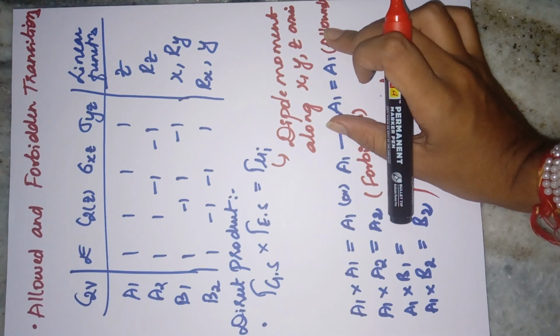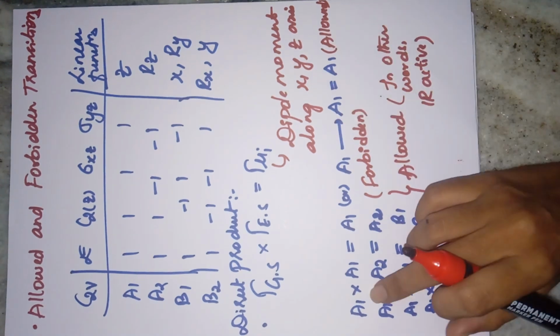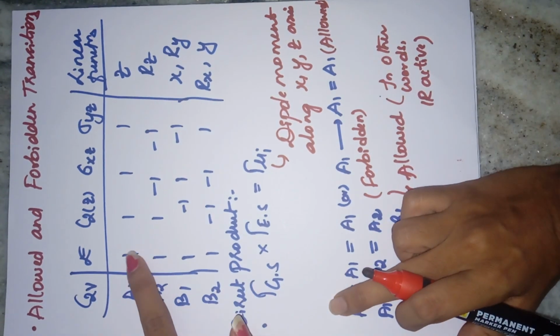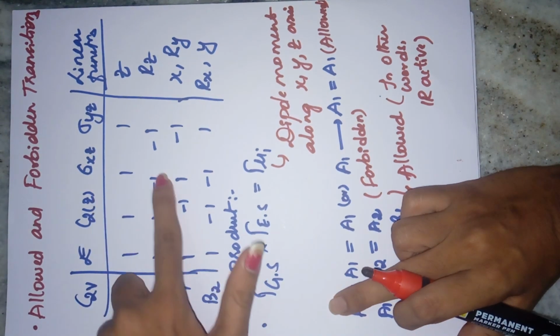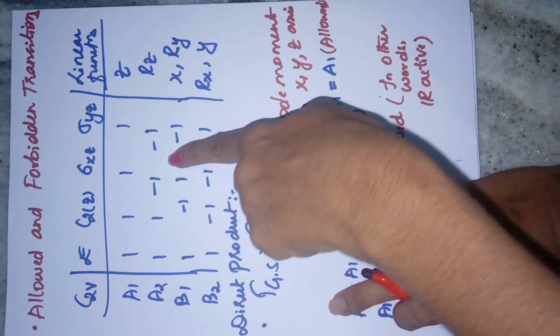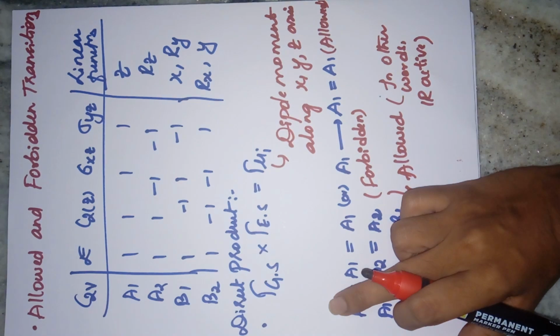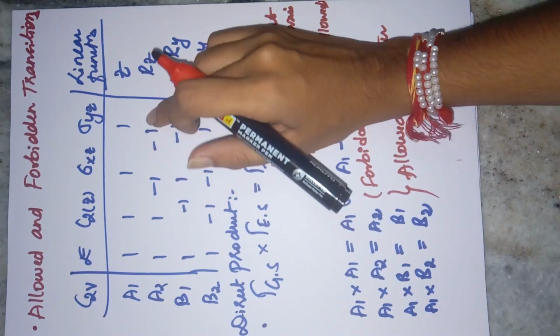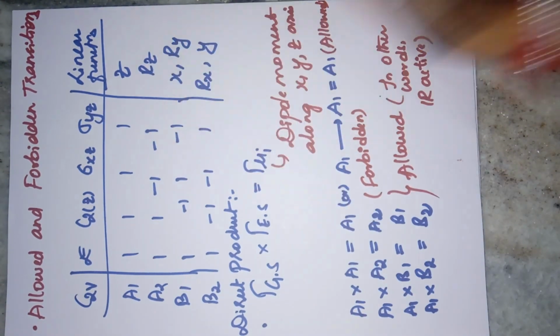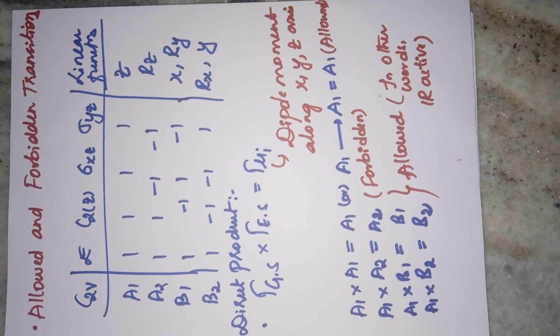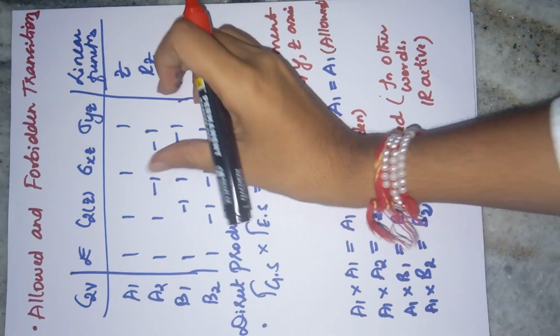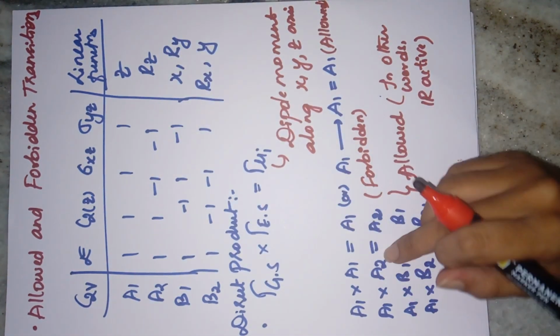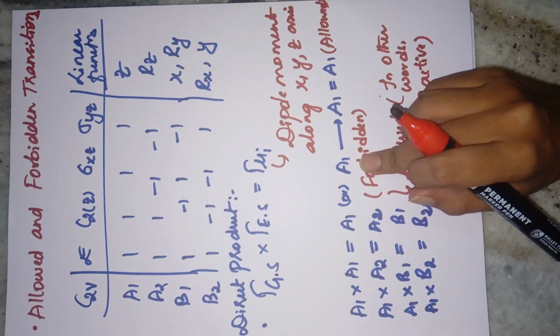Let's say I have taken a1 to a2. If I multiply 1 into 1, 1 into 1, 1 into minus 1, 1 into minus 1, the resultant will be a2. As the resultant is a2, just see if there exists a dipole moment along the xyz axis. No, there is no dipole moment. So I can say that this is not an allowed transition. That is, a1 to a2 is a forbidden transition. And then I've solved for other ones.